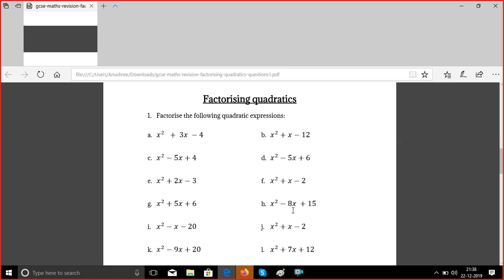I kind of forgot which way it was. Times to make 3 or pluses to make 3? Okay, if you have to factorize, you have to choose two numbers. When you multiply them, it should give you minus 4. And when you add them, it will give you plus 3.